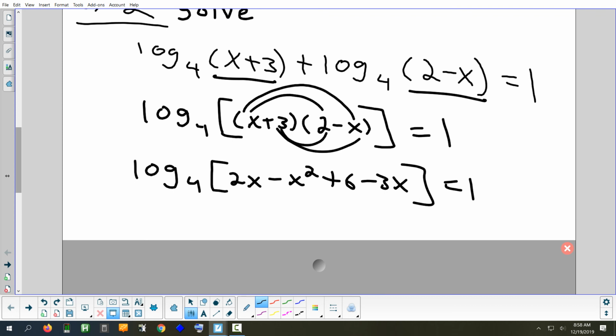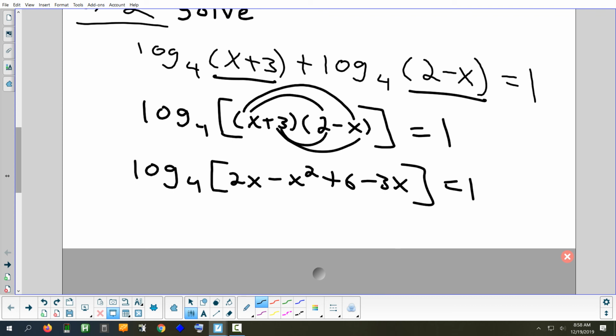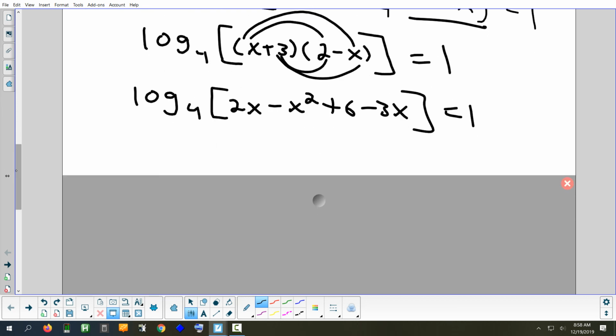All right, let's take a look at what's inside those brackets. Brianna, is there anything I can do inside the brackets? 2x minus 3x. Yep, I can combine like terms, and I'm going to put it in descending order at the same time, which means squared term first, then the x term, then the constant. Right.